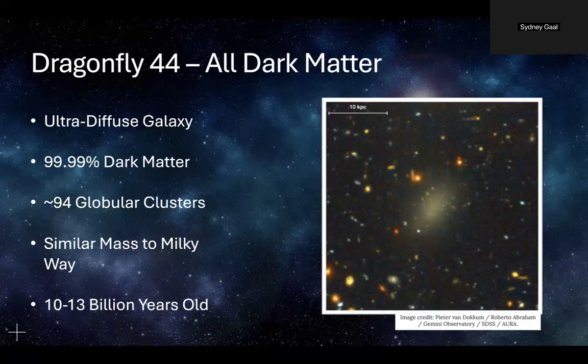So the team concluded from their data that Dragonfly 44 is similar in mass to the Milky Way, but has 100 times fewer stars. Only one hundredth of a percent of the mass is in visible stars, and the other 99.99% is in dark matter. So we can see that dark matter plays a pretty important role in this galaxy, and that it has the right build to be an ultra diffuse galaxy, as we saw in the previous slide. But it does stick out because while most ultra diffuse galaxies have high amounts of dark matter, Dragonfly 44 is pretty much all dark matter.